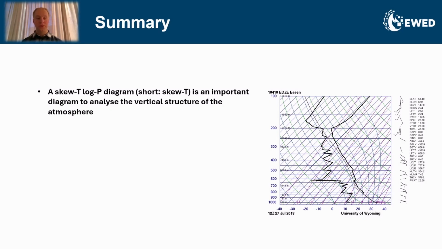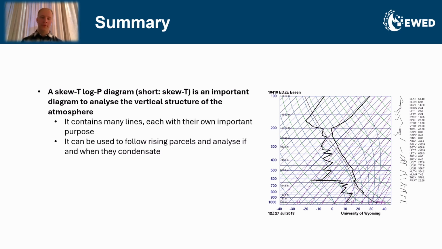So that concludes this video, the first video about a skew-T. To summarize, we've discussed the skew-T diagram, its official name, skew-T log P diagram. And it's an important diagram to analyze the vertical structure of the atmosphere. It contained many lines, and we discussed them. And each of them has their own important purpose, so we need to remember that. And it can be used to follow rising parcels and analyze if and when they can condensate.